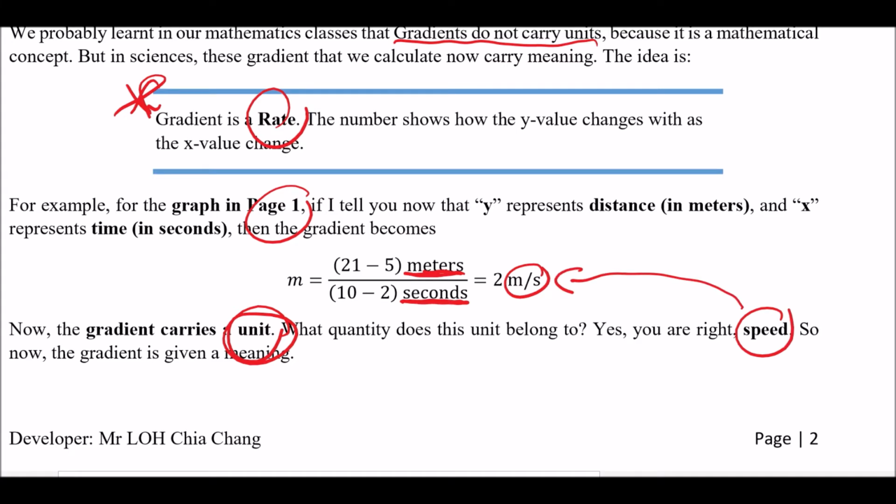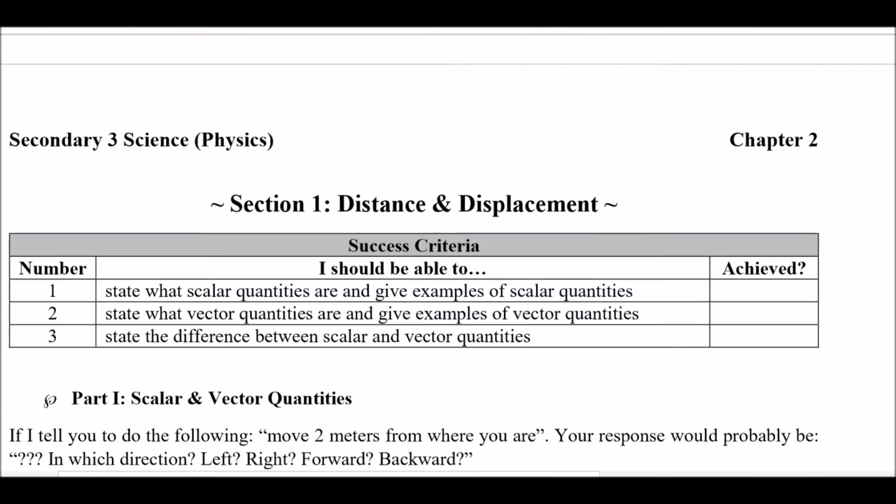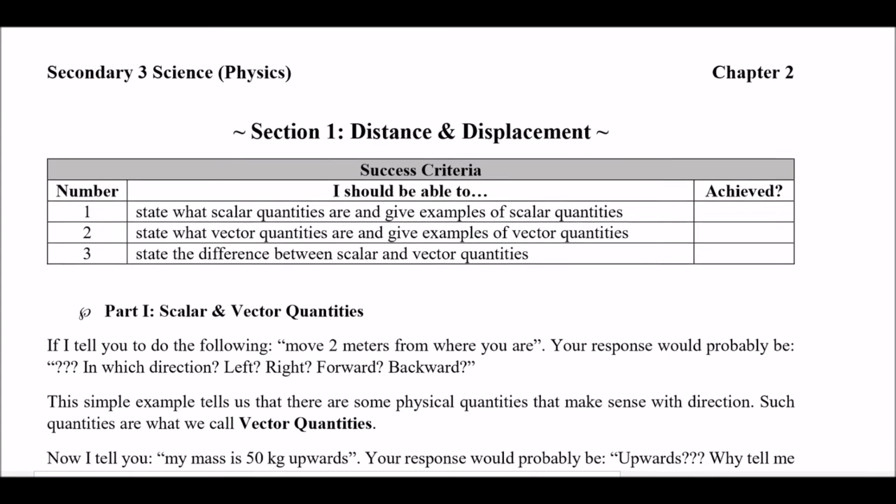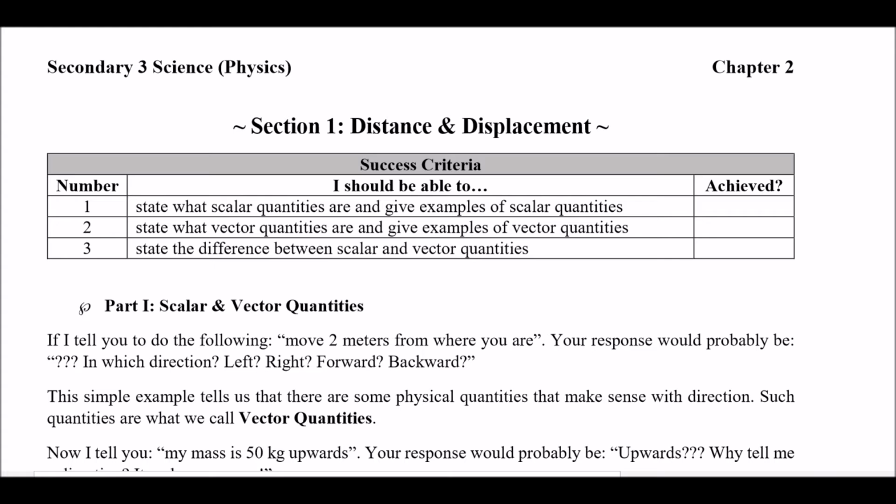So you realize that in this special case, if my y-axis is distance and my x-axis is time, the gradient actually has the meaning of speed. This is something we will see in the next video, the last part of the chapter. So, heads up first. We are done with the mathematics part, and we will come to the first section of the chapter, distance versus displacement.